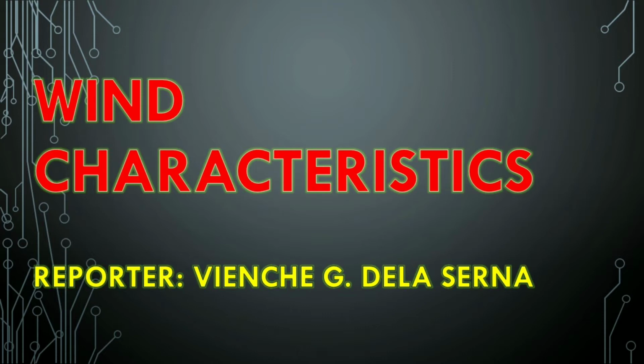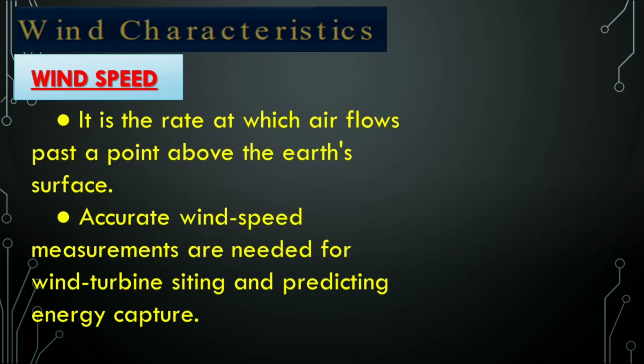Since we've already learned the importance of wind energy, now we will identify the characteristics of wind that we need to consider. So the first one is the wind speed. It is the rate at which air flows past a point above the Earth's surface. So from its own words, it describes how fast the air is moving past a certain point. This may be an average over a given unit of time, such as miles per hour or miles per second.